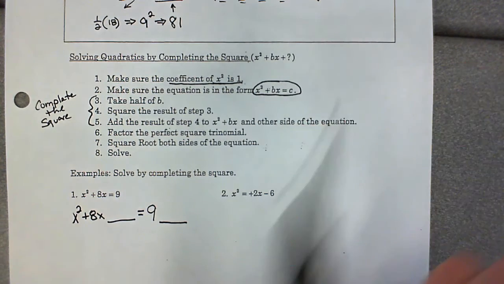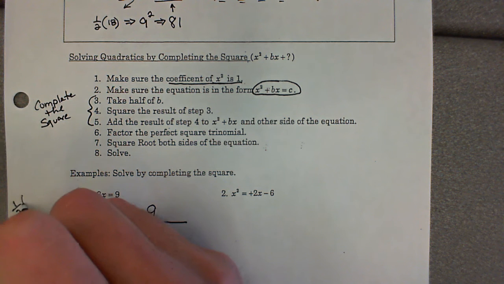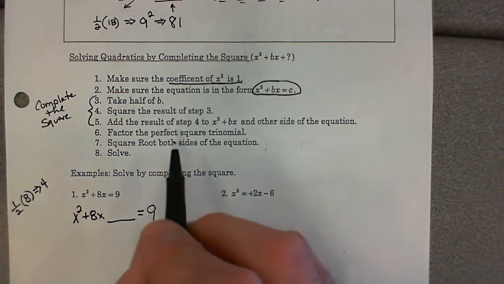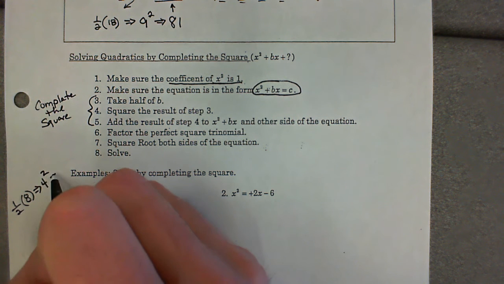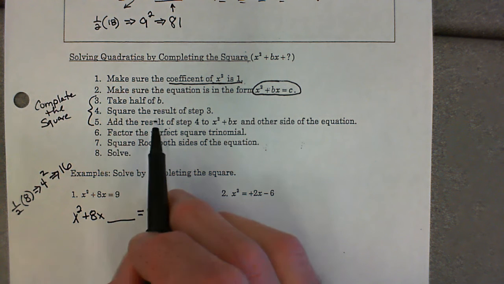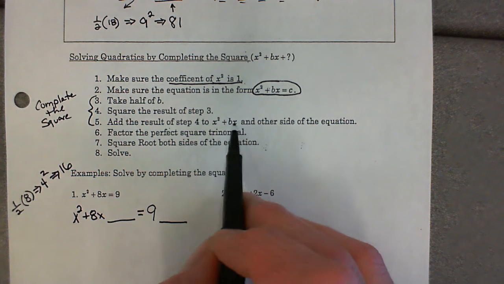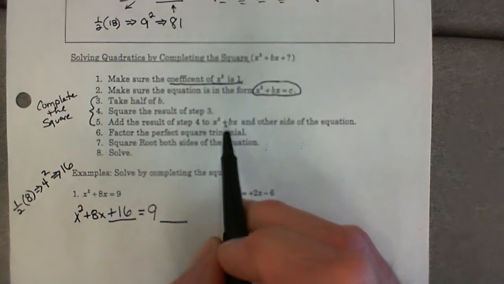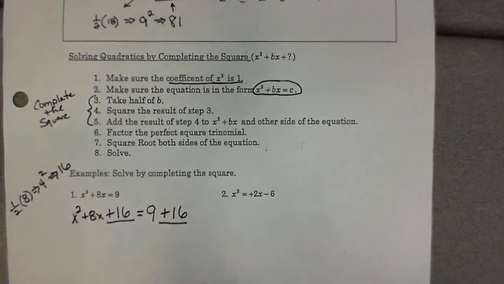We're going to take half of b. Now this is the b. The b is attached to the x. So half of 8 gets you 4. Then you're going to square what you just got there. So you square that, and that gets us 16. Now you're going to add that result to the x squared plus bx term. So that's plus 16. And to the other side of the equation, because whatever you do to one side of the equation, you must do to the other side.